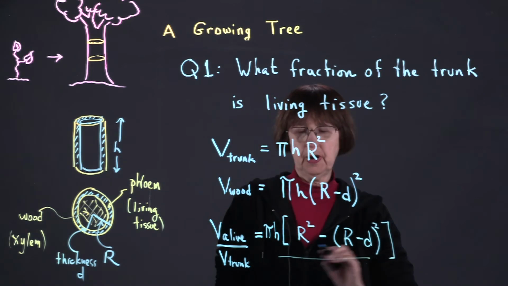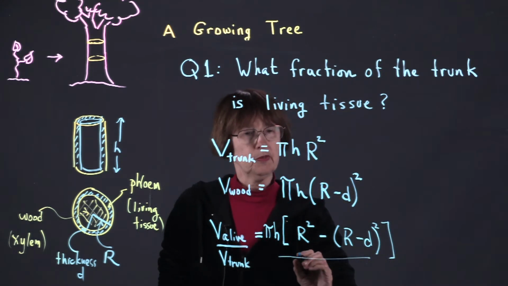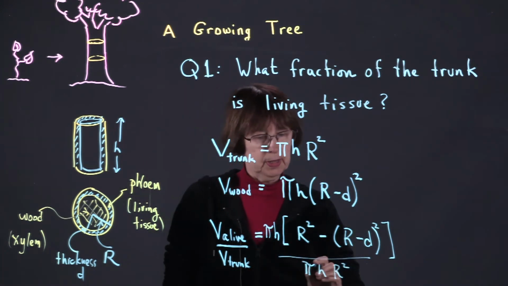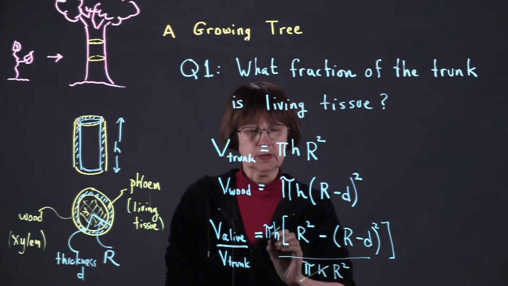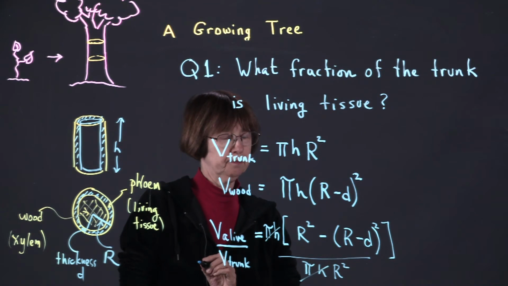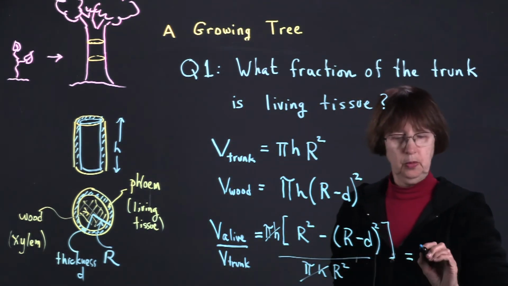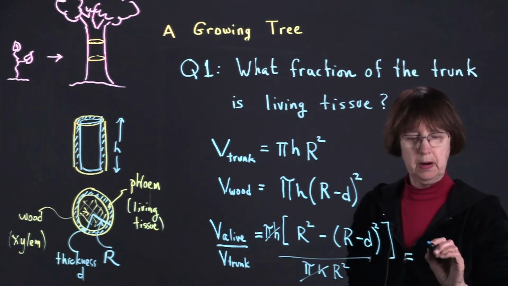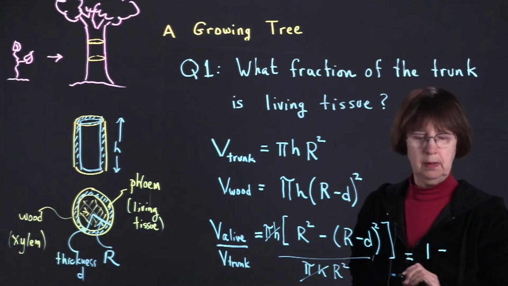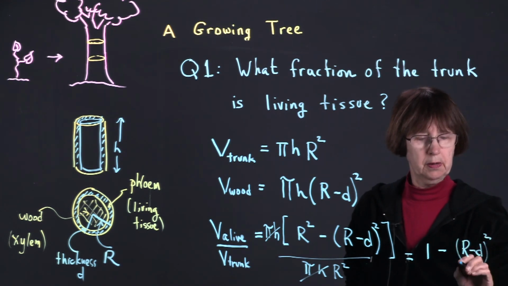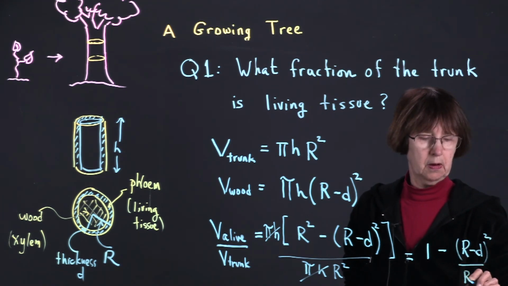And now let's divide by the volume of the trunk as a whole to get a fraction. Now we can observe immediately that pi h cancels from top and bottom, and so the fraction of the tissue that's still alive, now dividing through by R squared, will be 1 minus (R minus D) squared divided by R squared.